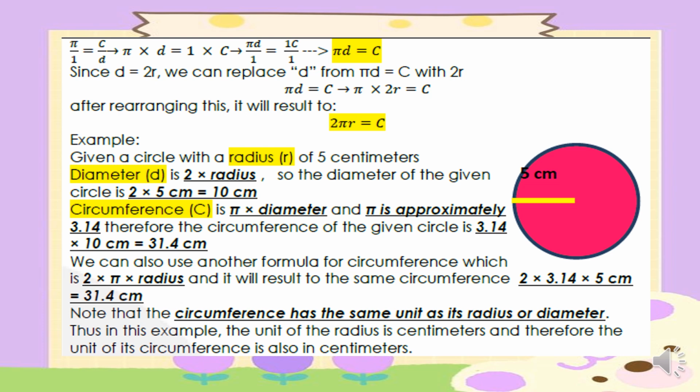But we have to take note that the circumference has the same unit as its radius or diameter. In this example, the unit of the radius is centimeters, and therefore the unit of its circumference is also in centimeters.